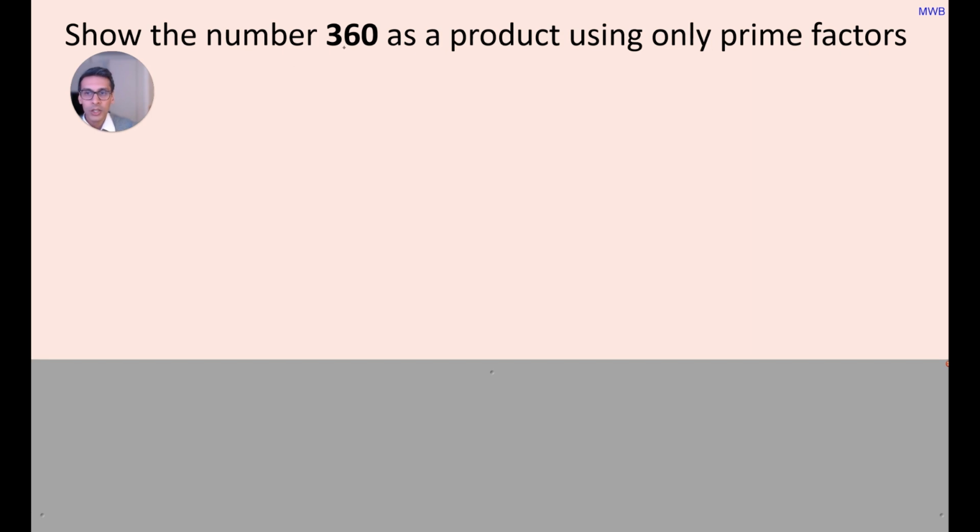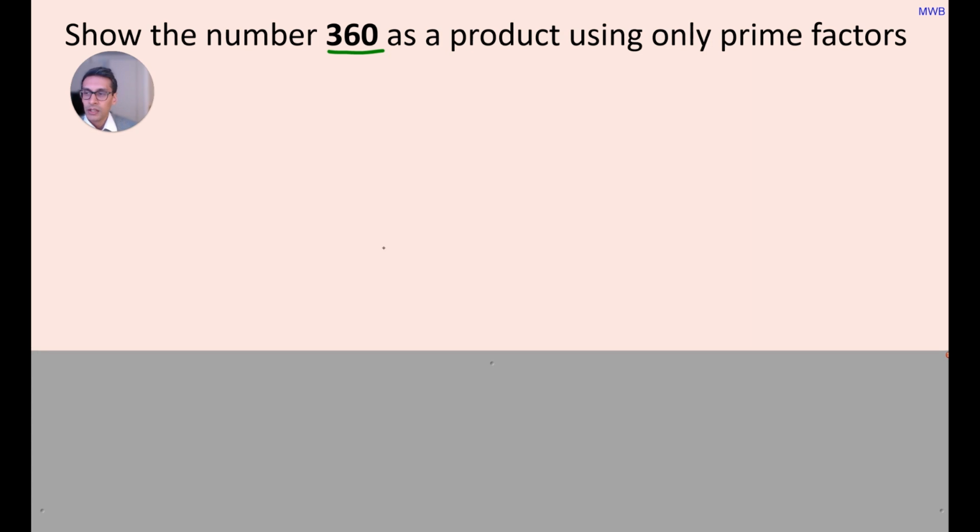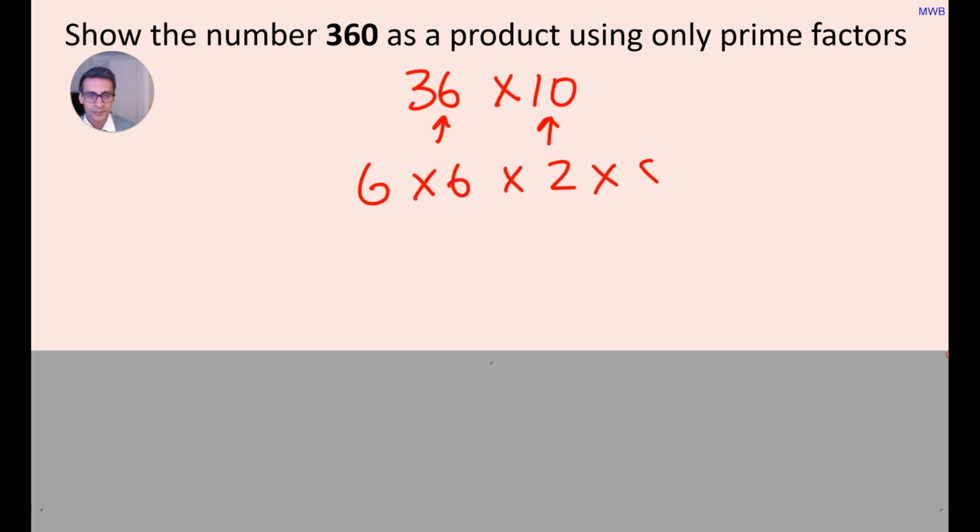So can you have a go at writing 360 as a product of prime numbers? Okay, so hopefully you've had a go. I'm going to show the answer in 3, 2, 1. So one way to do this is you might write 36 times 10. Now we know that's not prime. But we can write 36 as 6 times 6. And we can write 10 as 2 times 5. Now we know that's prime.